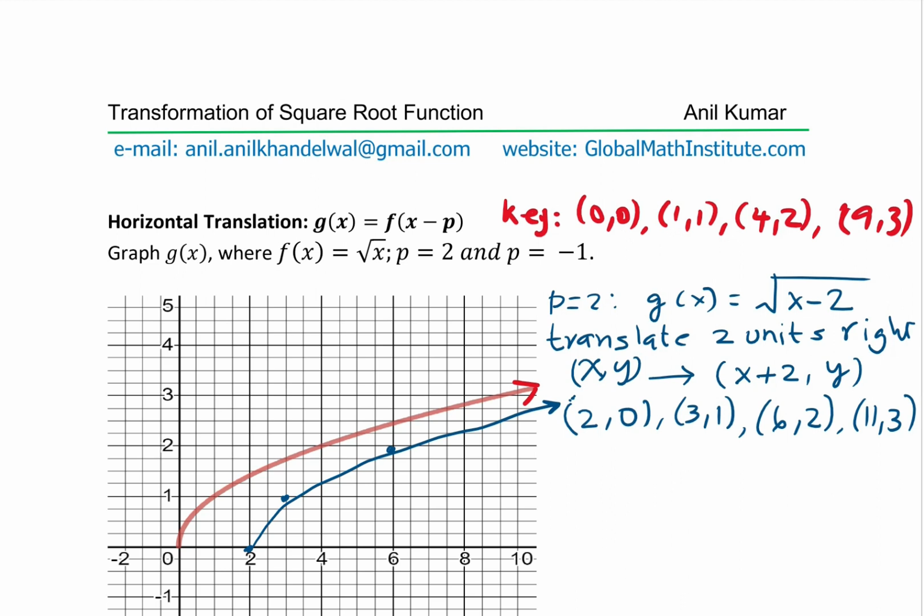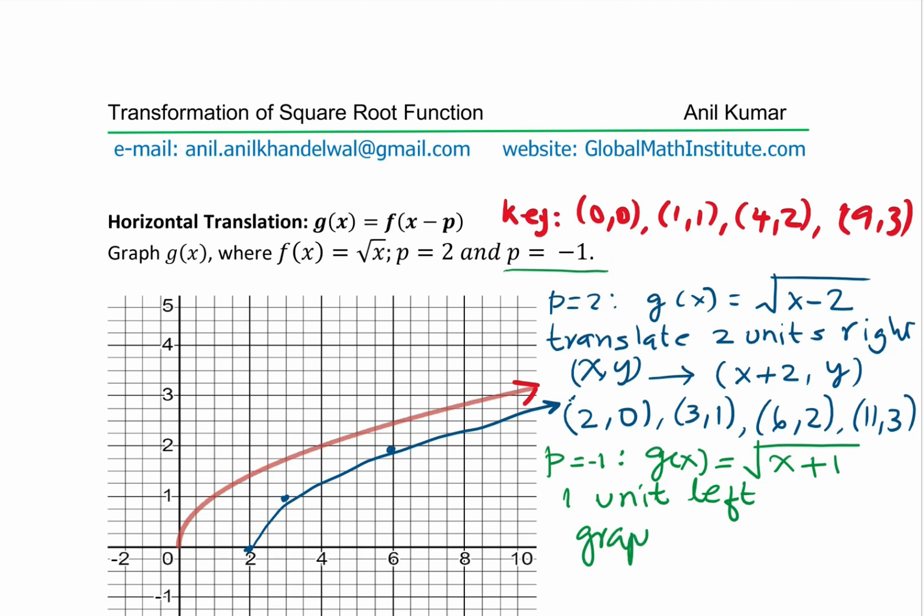Now let's consider the second graph, which is for p equals to minus 1. If p is equal to minus 1, let me write minus 1 here. In that case, the function g of x can now be written as square root of x minus and minus makes it plus 1. So in this case, we are translating 1 unit left. So I'll use the second method of sketching this time, not the points. So we'll sketch by graph, right? So we'll use graph to sketch.